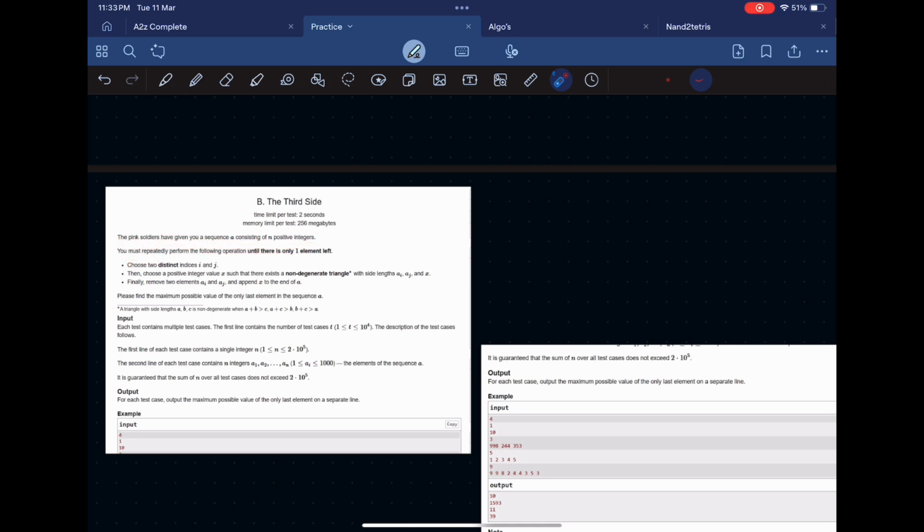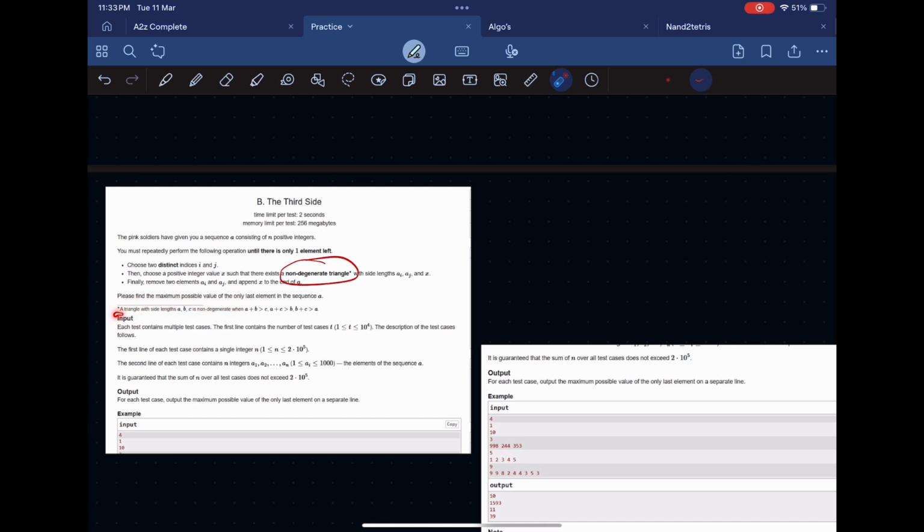You must perform the following operation until there is only one element left. Choose two distinct indices i and j, then choose a positive integer value x such that there exists a non-degenerate triangle. Just remember this word, non-degenerate triangle, with side lengths a_i, a_j, and x. Finally, remove the two elements a_i and a_j and append x to the end. Please find the maximum possible value of the only last element in the sequence a.